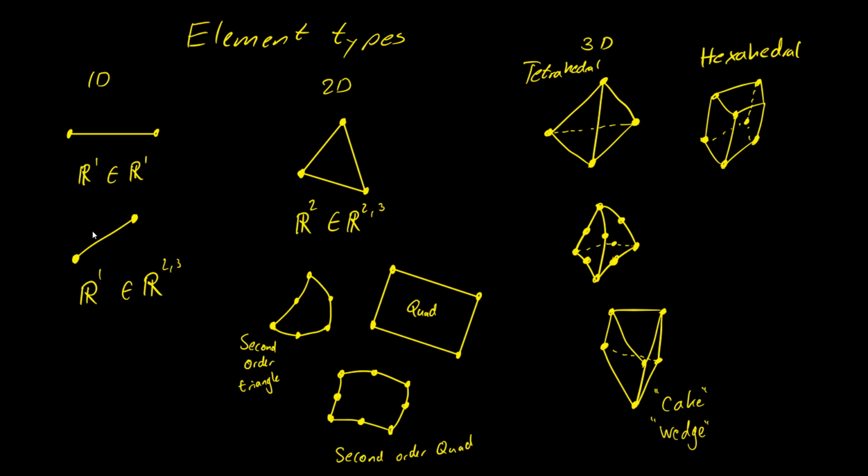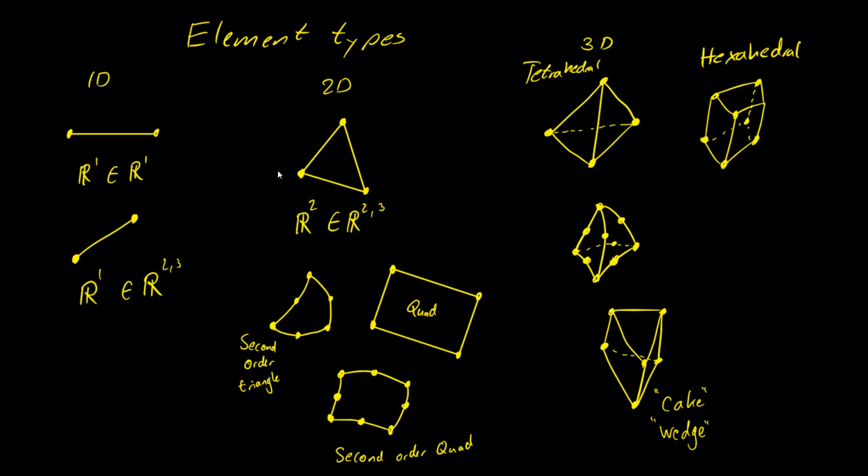But of course we could have a one-dimensional element where every node is allowed to move in 2 dimensions. So we can have 2D, so x and y, or we can have 3D, which is x, y, and z. If you want a physical analogy, this could be a spring in 2D or 3D.